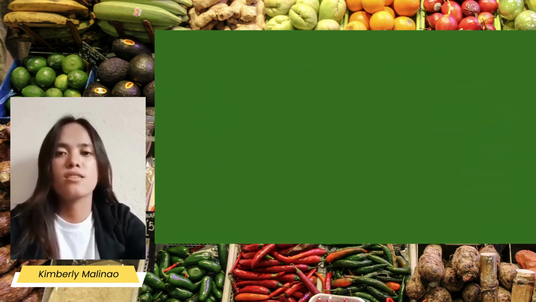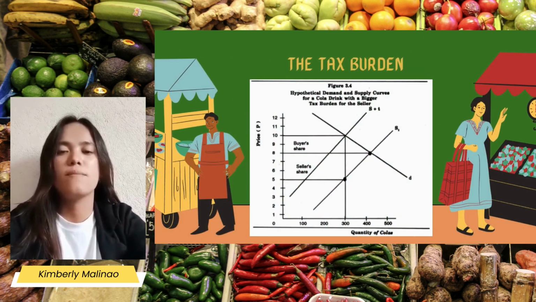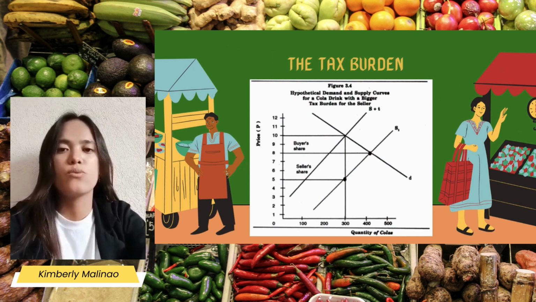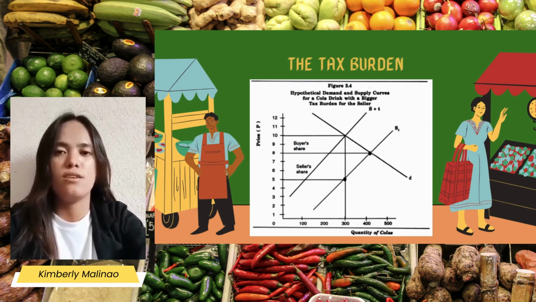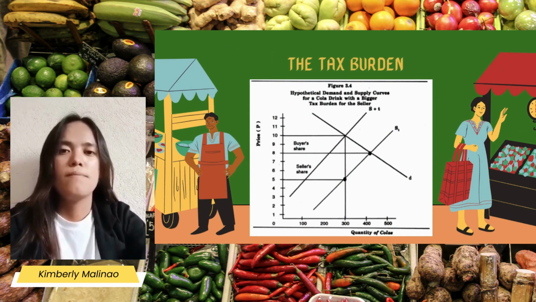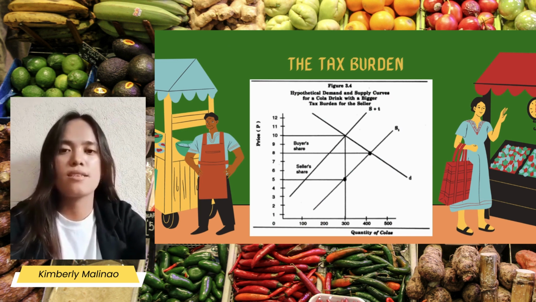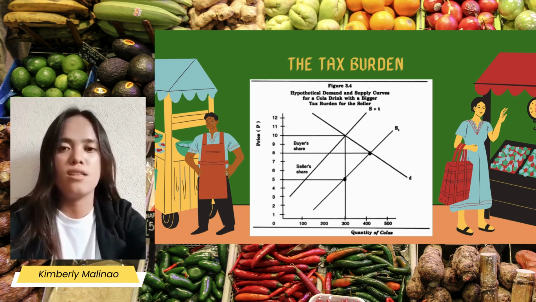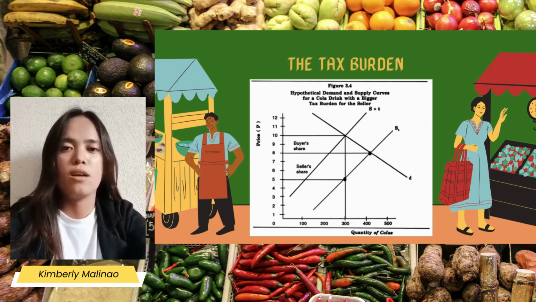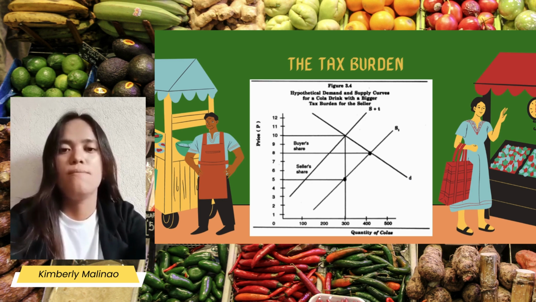Here in the next figure, the hypothetical demand and supply curve of a cola drink with a bigger tax burden for the seller. So, dito naman, mas mataas ang tax na binabayaran ng seller. This happen when the goods is elastic, meaning nakadepende sa presyo ng goods ang demand ng produkto na iyon. So, sa figure, makikita natin na 3 pesos ang binayad ng seller when the buyer is 2 pesos lang. Mas mataas yung binayaran ng seller kaysa dun sa buyer.